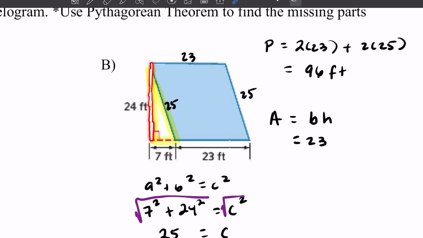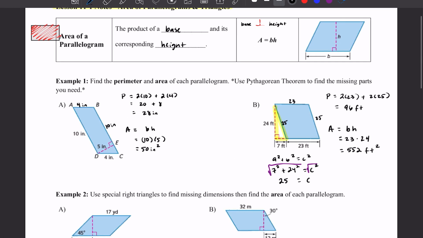Okay, so I can go ahead and redraw that same line over here. And you can see how tall this thing is. It is 24 feet long. So 23 times 24. And again, since this is 24, it's perpendicular to that 23 right there. Okay, so 23 times 24, that is 552 what? Feet squared. Square feet, perfect. Okay? Any questions so far?